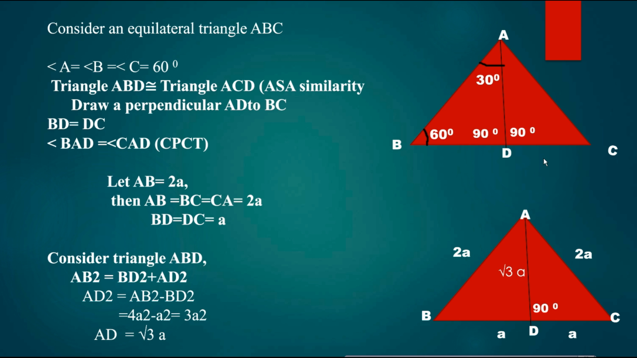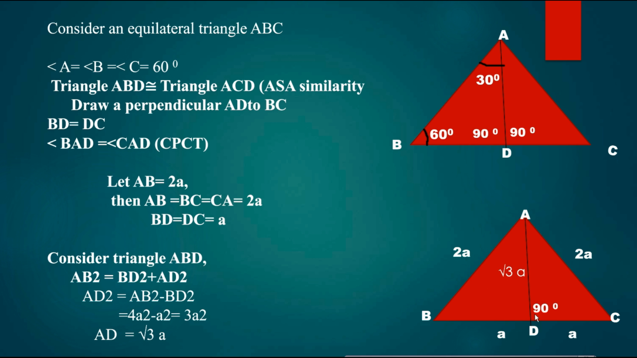Now take one of the sides of the equilateral triangle as 2A. Let AB equal to 2A. Then AC equal to 2A, BC equal to 2A, because for an equilateral triangle, all the three sides are equal. That is, AB equal to BC equal to CA equal to 2A. Then BD equal to DC equal to A. Total BC is 2A, therefore BD equal to A, DC equal to A.